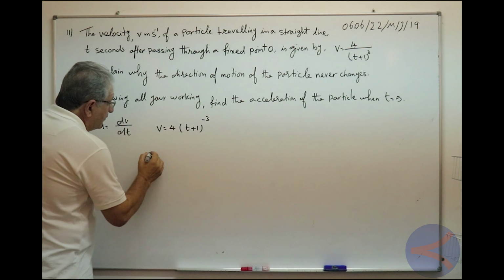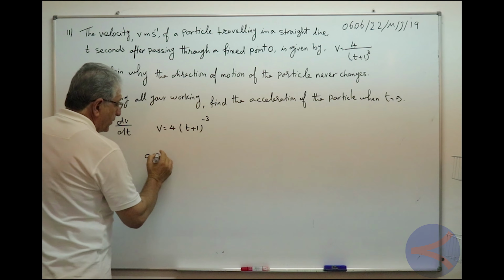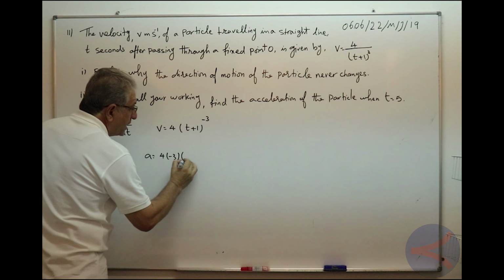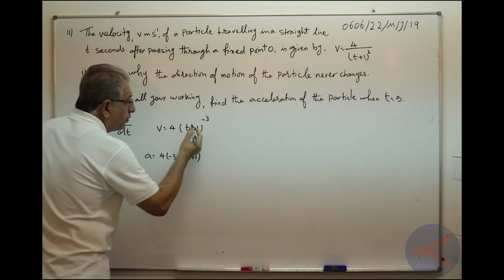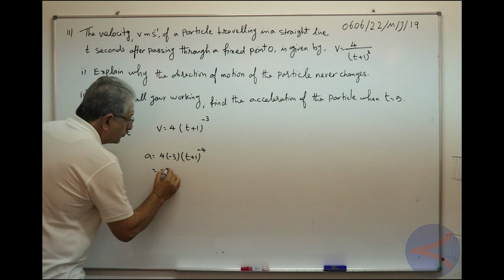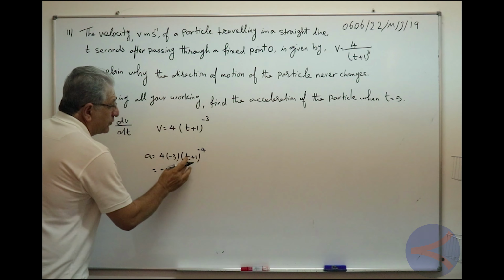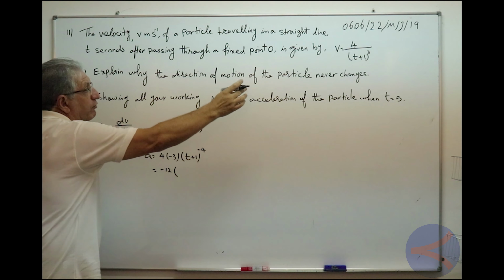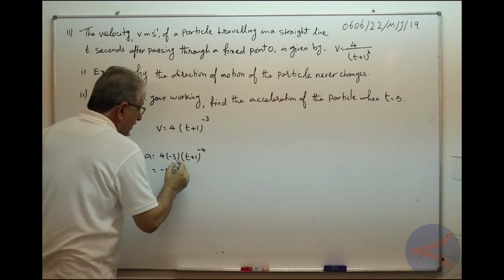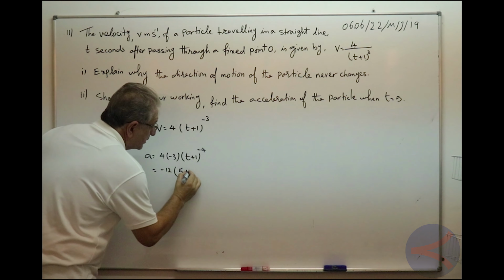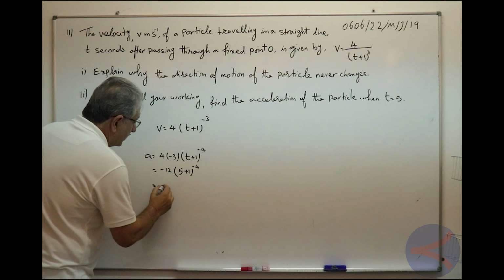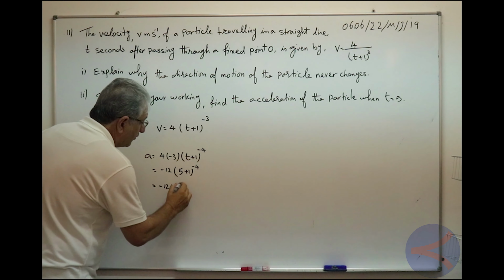Now, a will be equal to 4, and this minus 3 comes here: minus 3 times t plus 1 to the power of minus 4. Therefore, this is actually negative 12 times t plus 1 to the power of minus 4. Now, we know that t is equal to 5. At t equal to 5, I am putting 5 here. 5 plus 1 is 6. Therefore, this is minus 12 times 6 to the power of negative 4.